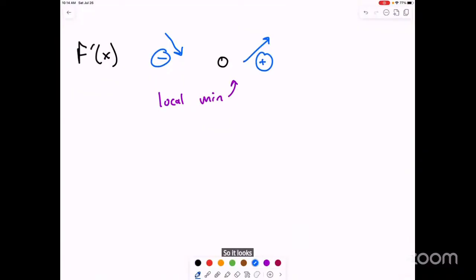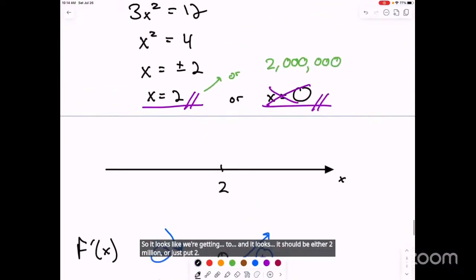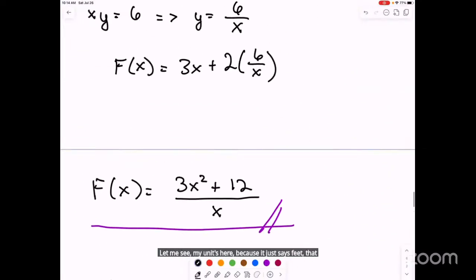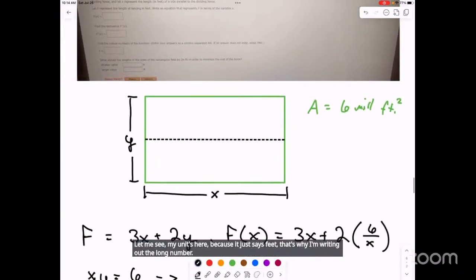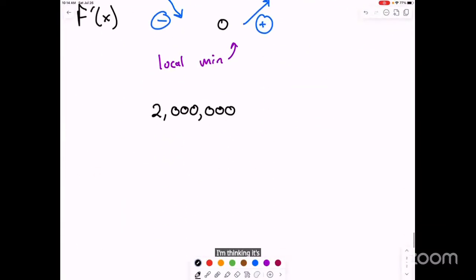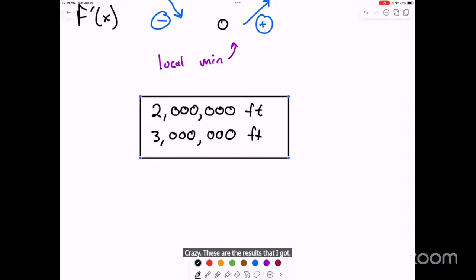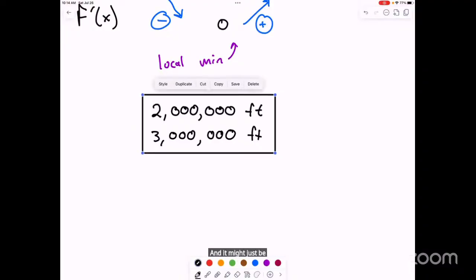So it looks like we're getting 2, and it should be either 2 million or just put 2. Let me see my units here, because it just says feet. That's why I'm writing out the long number. I'm thinking it's 2 million feet and 3 million feet. That's crazy. These are the results that I got. And it might just be 2 and 3, but let me see.